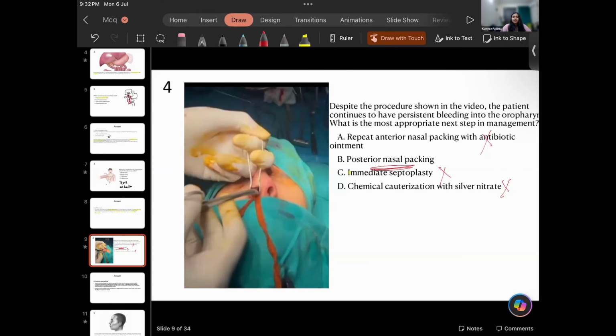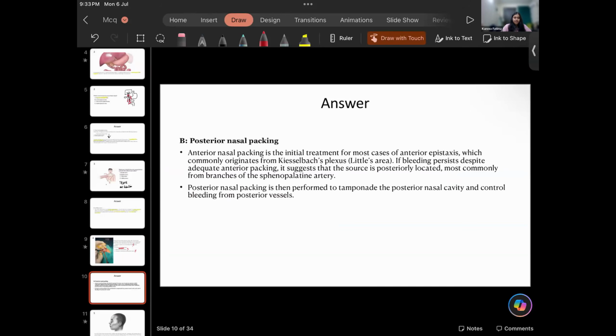So when the anterior nasal packing fails and the patient continues to have bleeding, the protocol is to do a posterior nasal packing, because the bleeding might be from the branches of the sphenopalatine artery, the artery of epistaxis. Even when the posterior nasal packing fails, then we go to an invasive procedure, that is, endovascular embolization or ligation of the sphenopalatine artery. So let's go through the explanation.